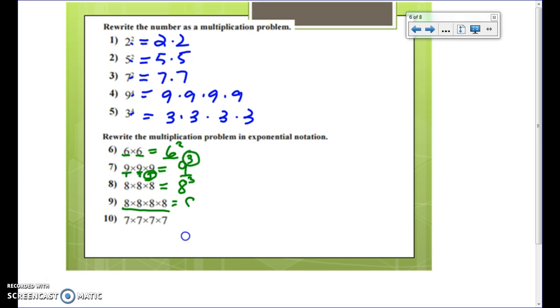8 times 8 times 8, well, the base would be 8, and I have that number 3 times. 4 8s then would be 8 to the 4th, or 4 7s would be 7 to the 4th. Okay, so the number being multiplied by itself multiple times is the base. The number of times you're multiplying it by itself is the exponent.